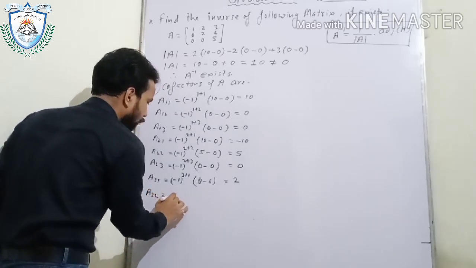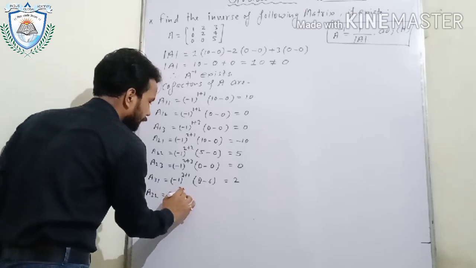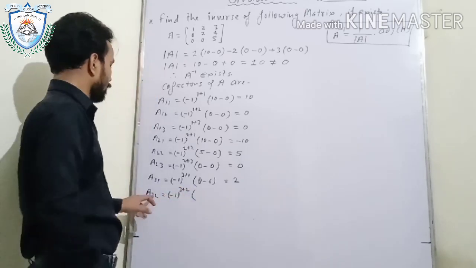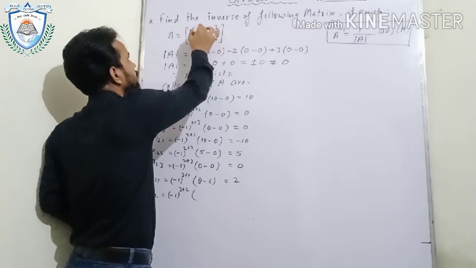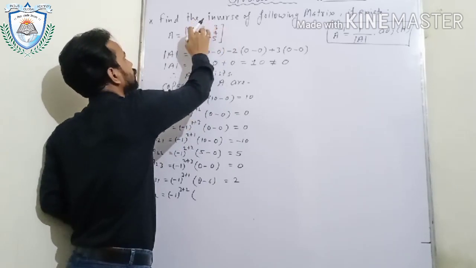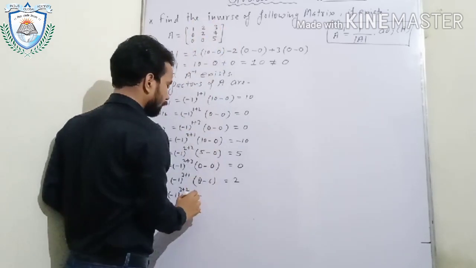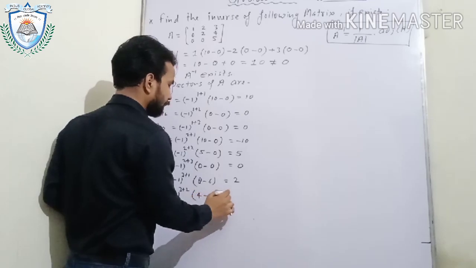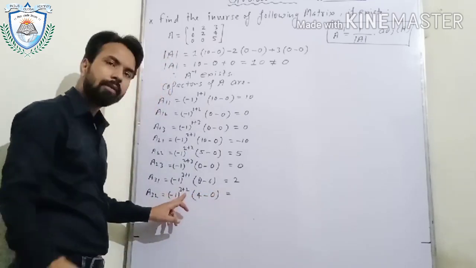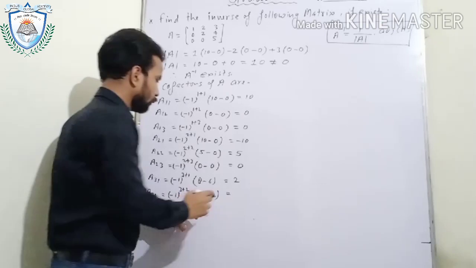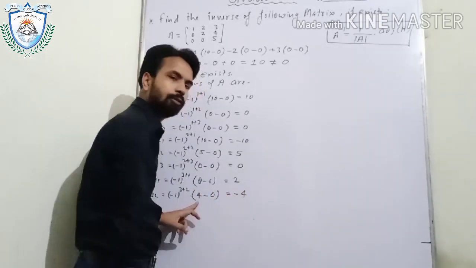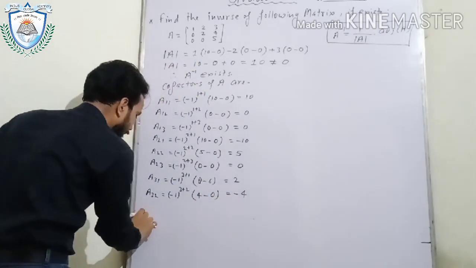Now A32. A32 is minus 1 to the power 3 plus 2. So third row, second column. So 4 1s are 4. Minus 0 into 3, 0. 4 minus 0. Minus 1 to the power 5 is negative 1 into 4. That is minus 4.